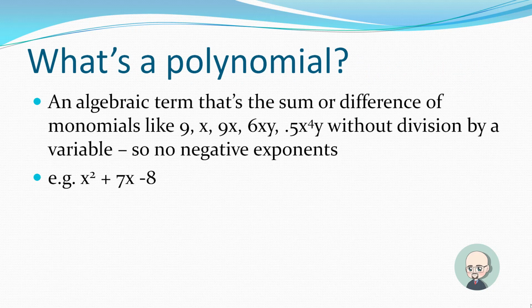So what's a polynomial? An algebraic term that's the sum or difference of monomials, like 9x, 6xy, 0.5x to the fourth y, without division by a variable. So no negative exponents are present. An example of a polynomial would be x squared plus 7x minus 8. Okay, so the sum or difference of monomials. A monomial would be something like 9x, 6xy, 0.5x to the fourth y. So you see the sum or difference, addition or subtraction.